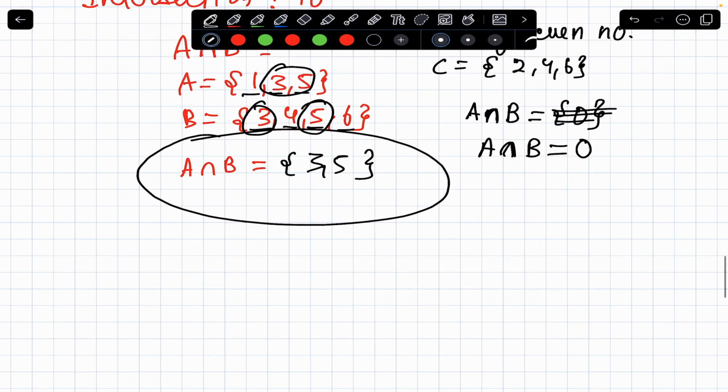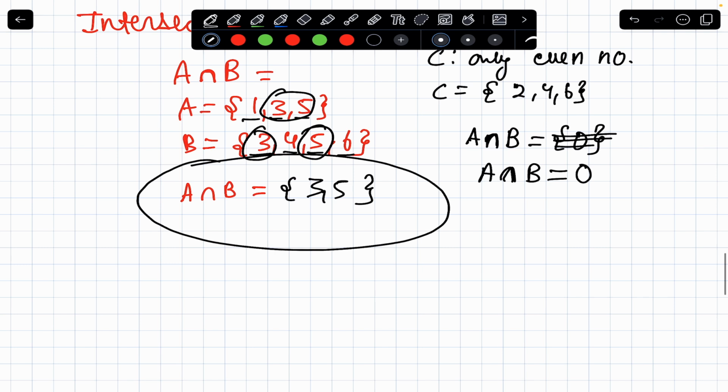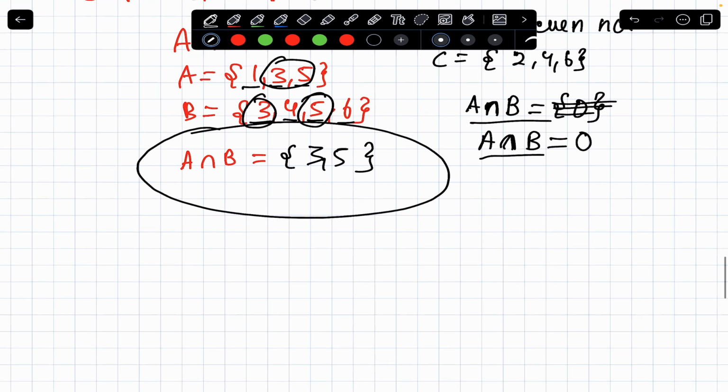We are done with this. Now what will be the union of A and C? Nothing but 1, 2, 3, because we have to expand, we don't have to filter out and get those that are common. Now moving to next.